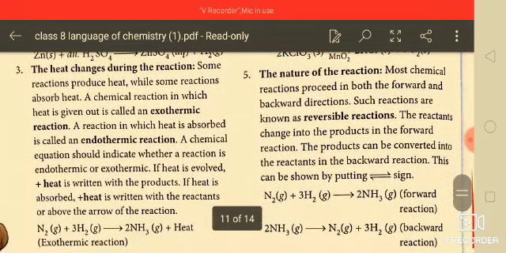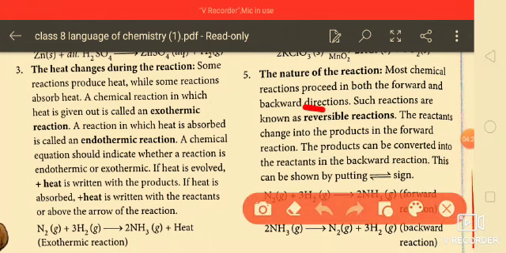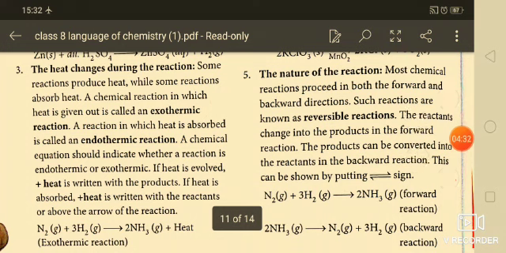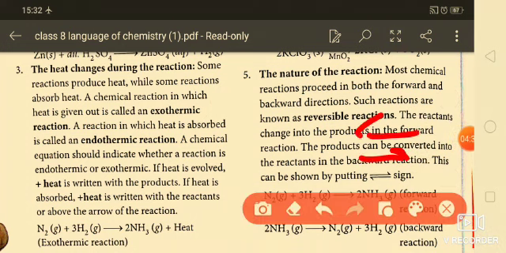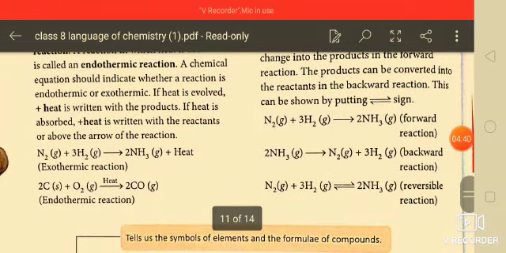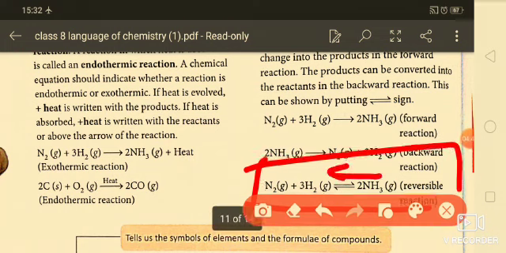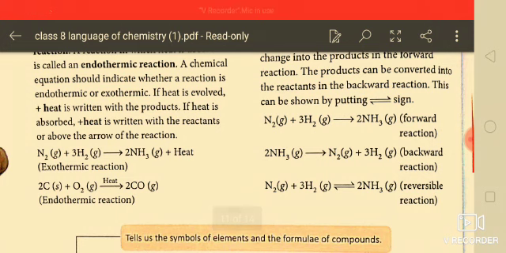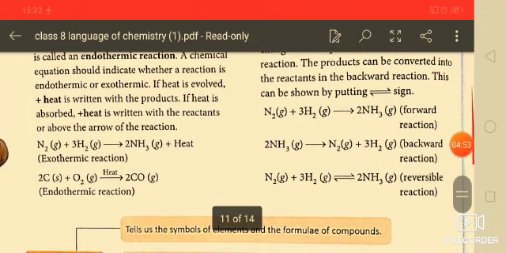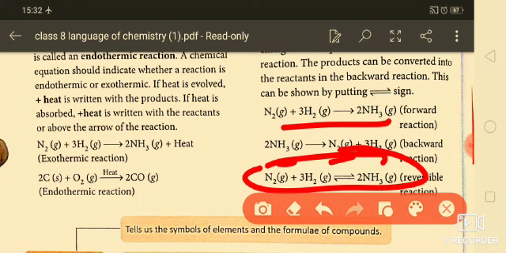Now the nature of the reaction. You know that most chemical reactions proceed in both the forward and backward direction, that means they are reversible reactions. Reversible reactions means when a reactant is converted into product, again that product can be converted into the first form of reactant, that is called a reversible reaction. So this one is a reversible reaction, because here N2 plus 3H2 forms NH3, and this NH3 again can give N2 plus 3H2. So this one is a reversible reaction.